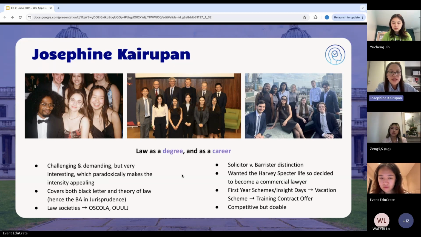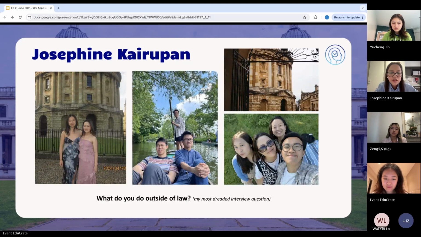Can we go to the last slide, please? Yeah, so what do you do outside of law? As I said, the degree and the career are very consuming. So whenever I get asked in an interview what I do outside of law, I find it very difficult to answer, because most of my societies and positions of responsibility are very law related, because that's something I really like. And I don't have many responsibilities outside of it.